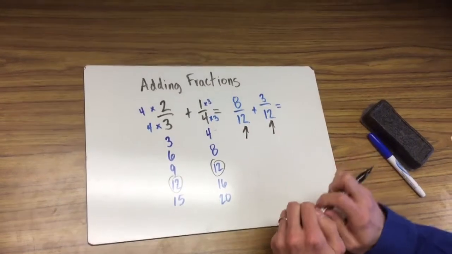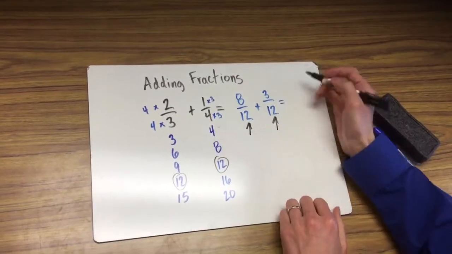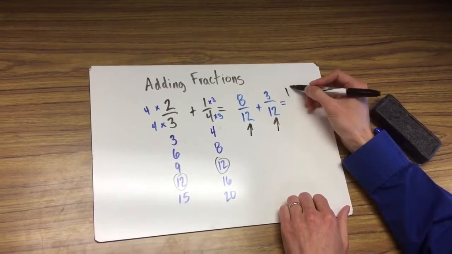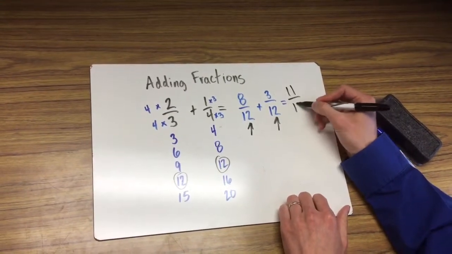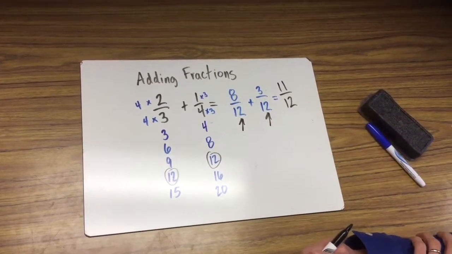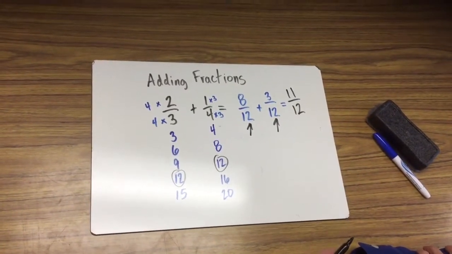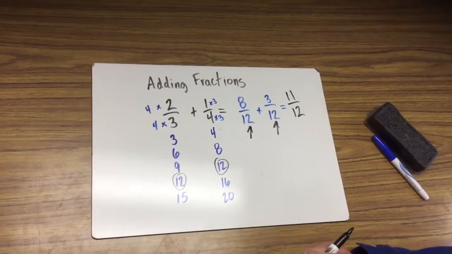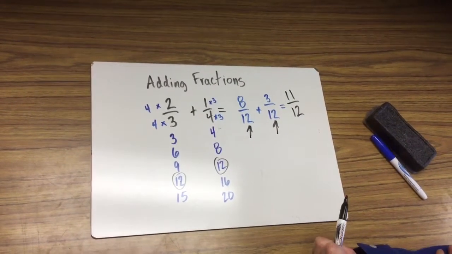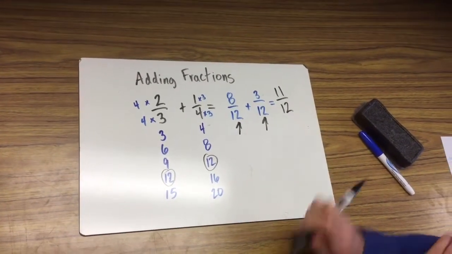And when we have common denominators, we can just add the numerators together. 8 plus 3 is 11, and we can keep the denominator. So 2/3 plus 1/4 is 11/12. If you need to, you could always pause here and rewind to see this again.